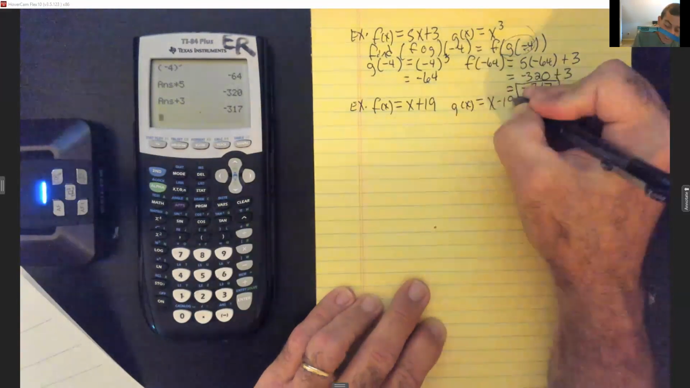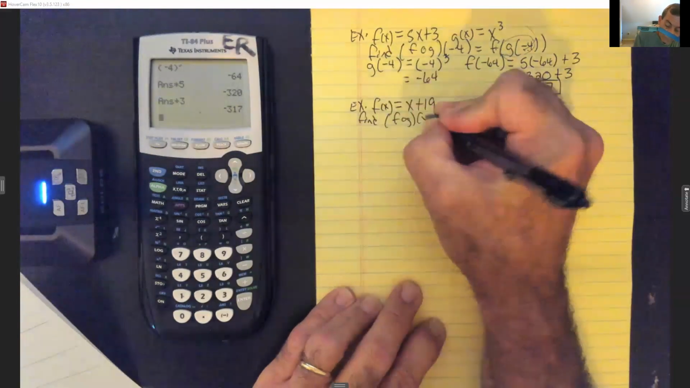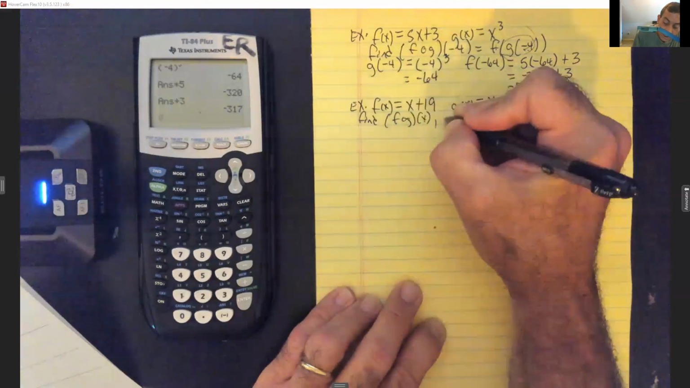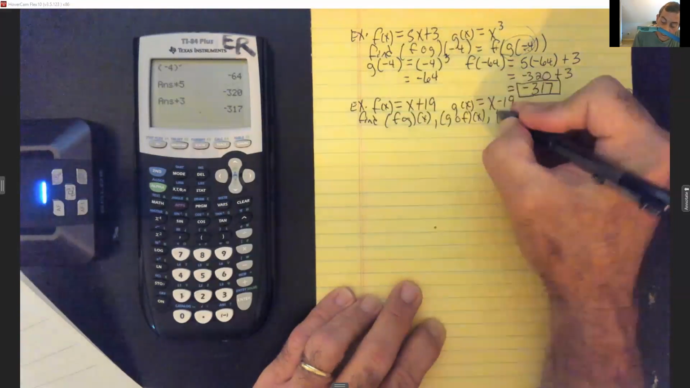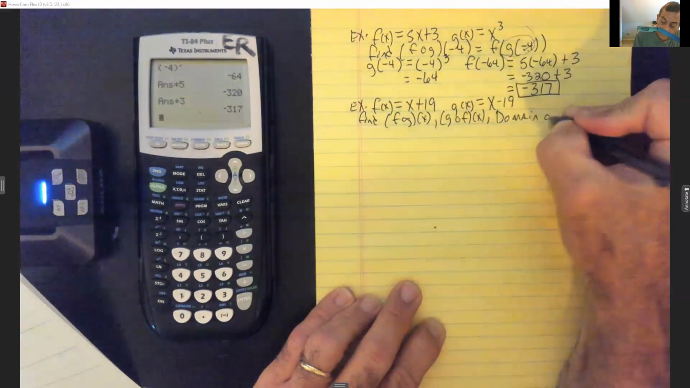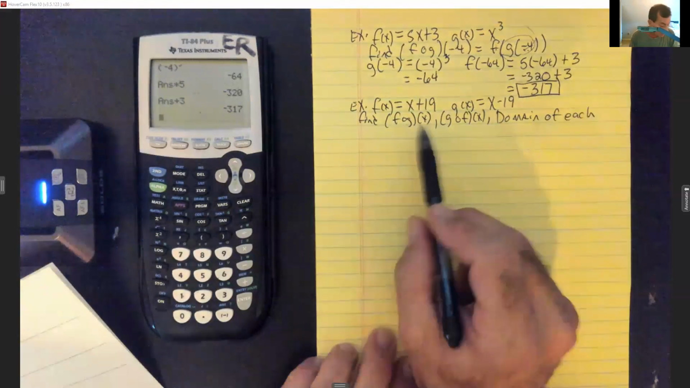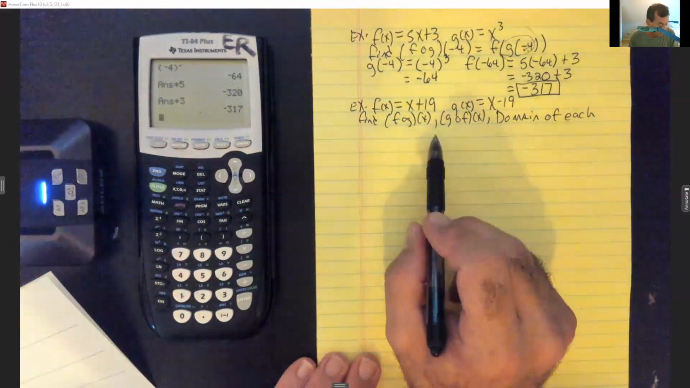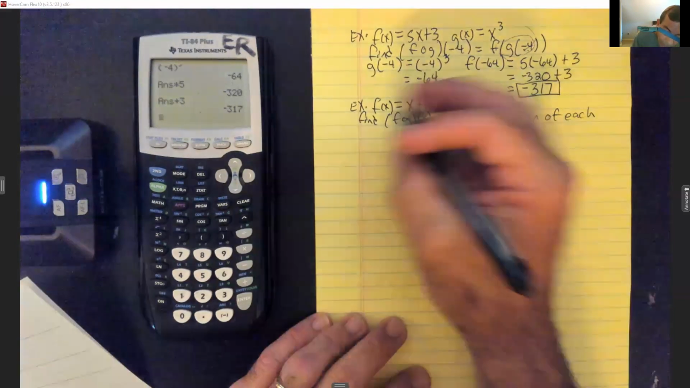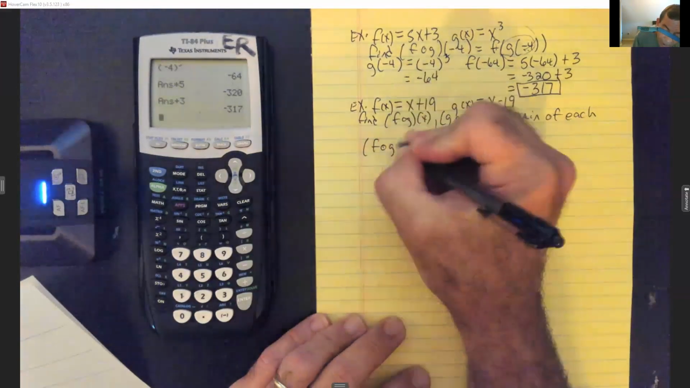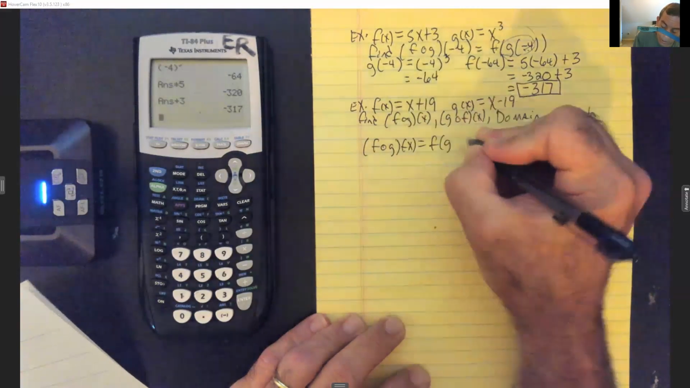So I'm going to find f of g of x, g of f of x, and then the domains of each. Now I'll probably do the domains after I do each of these, okay? But I don't know what order they'll ask you these in. But here we go. f of g of x equals f of g of x.